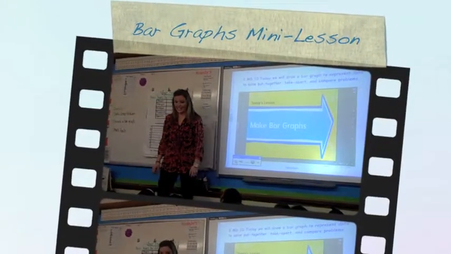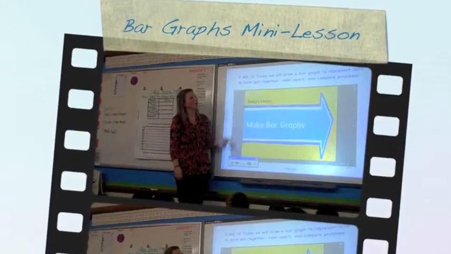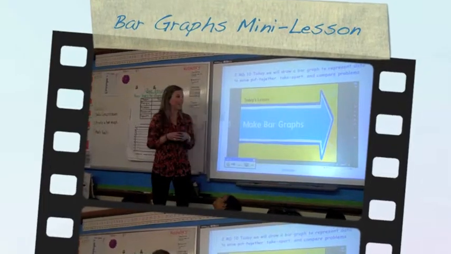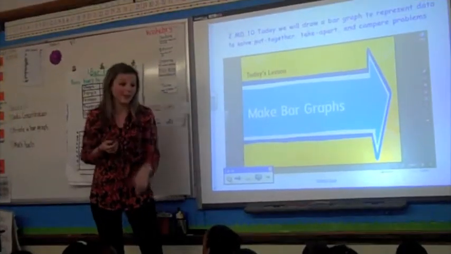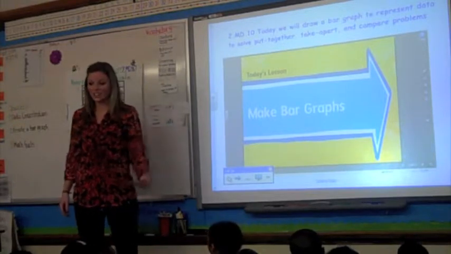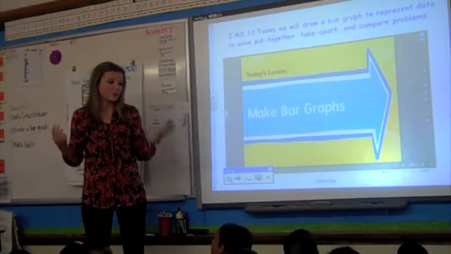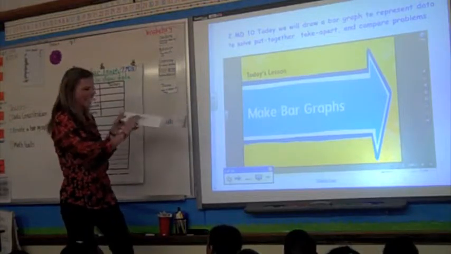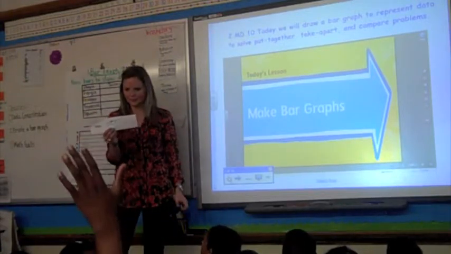Continue exploring data. And today, we will draw a bar graph to represent data to solve put together, take apart, and compare problems. We've been spending a lot of time thinking and talking and creating graphs using data. So what is data?